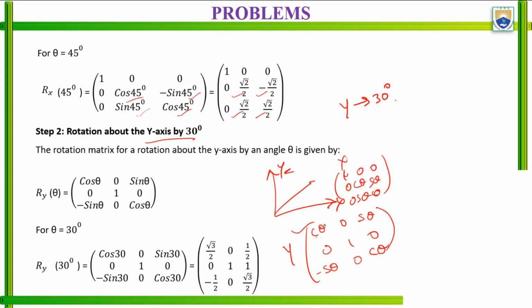So when we have to substitute the angles here, what we have got? Cos theta 0 sin theta 0 1 0 minus sin theta 0 cos theta. Substitute 30 degrees. Here for y-axis the angle is at 30 degrees and for x-axis the angle is at 45 degrees. So what we have got, rotational matrix at 30 degrees is, what is cos 30? Root 3 by 2. What is sin 30? It is 1 by 2. In the same way, for minus sin it is minus 1 by 2 and for cos theta it is root 3 by 2.